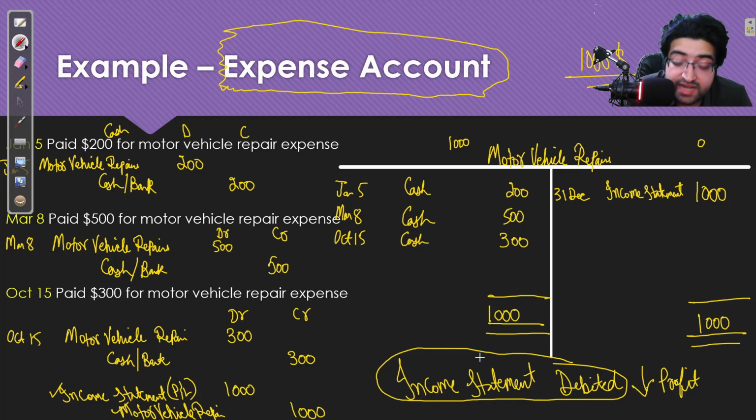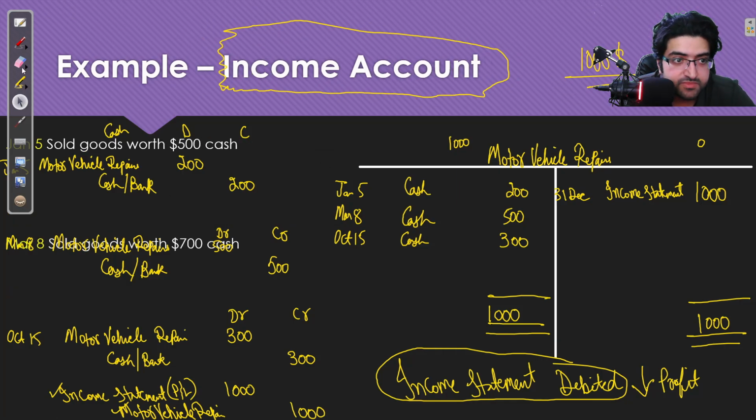Okay. So whenever income statement is debited, it's a bad thing for the business. It means it was an expense which you have moved to the income statement. So your profits will go down because of that. Moving on to the example of an income account. Let me erase all this.